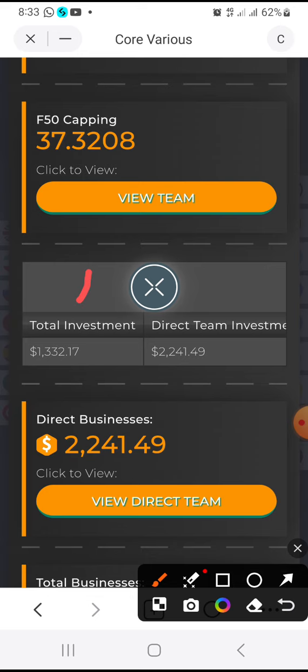So when you do the math, as I did earlier, divide 2,241.49 by 2. The answer you get is what the system is paying. And when you do the math, 3.33% of it is equal to the F50 capping you see over there. And anytime the direct team investment increases, the F50 capping also goes up because I have extra funds in my total investment. That is what you guys need to do.